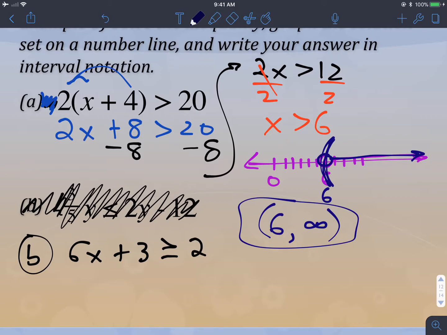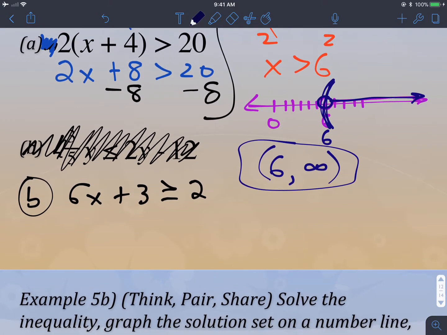I stopped there too because I didn't know. Okay, let's take a look at this. Infinity always has a parenthesis. This is going to start at negative 1/6 and go to the right. So all the math is correct, but we got to check our interval notation, all right?